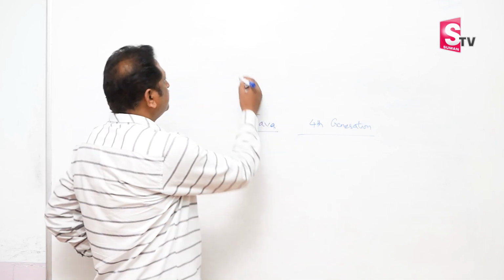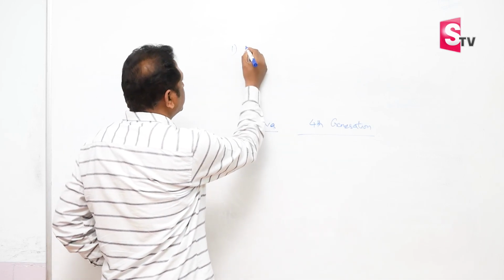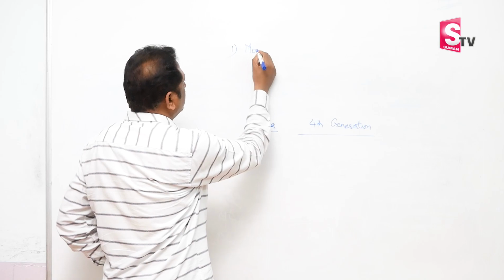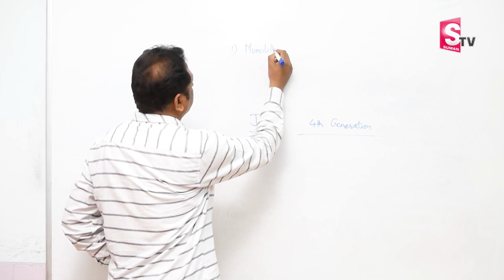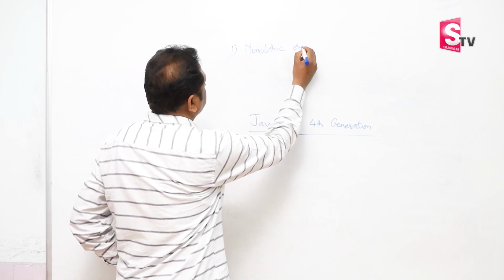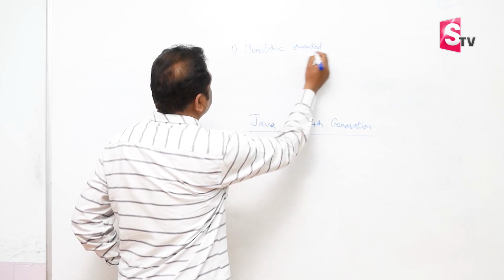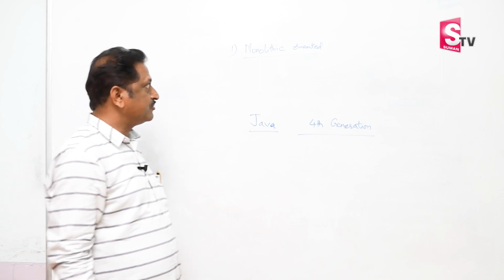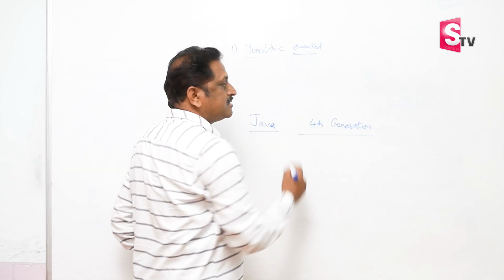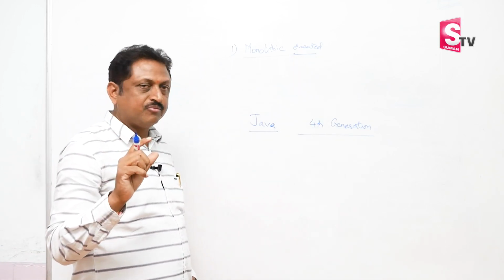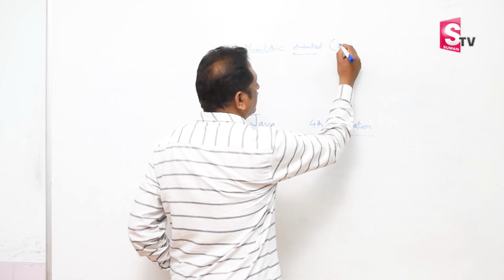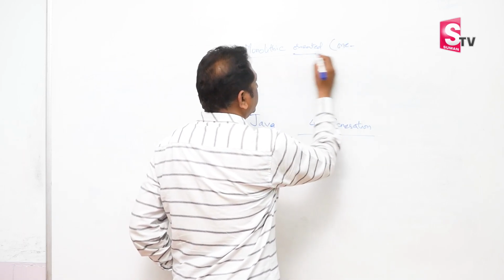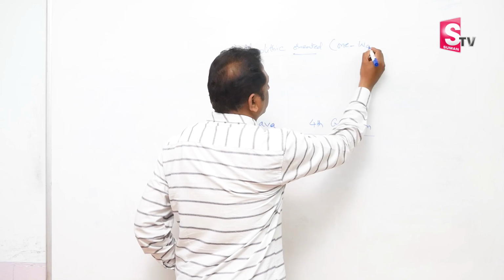The first generation programming language is called monolithic oriented programming language. It is a monolithic oriented programming language. Okay, mono means single or one. Lithic means way or direction.